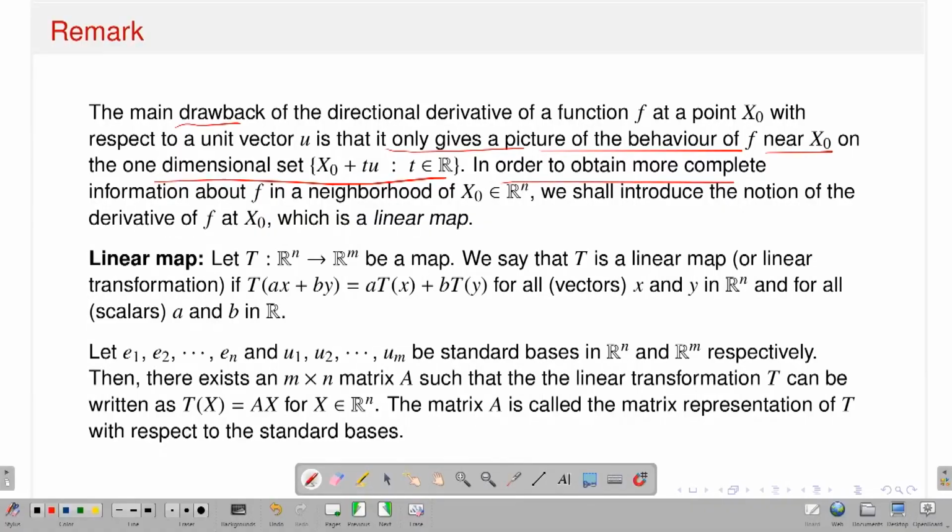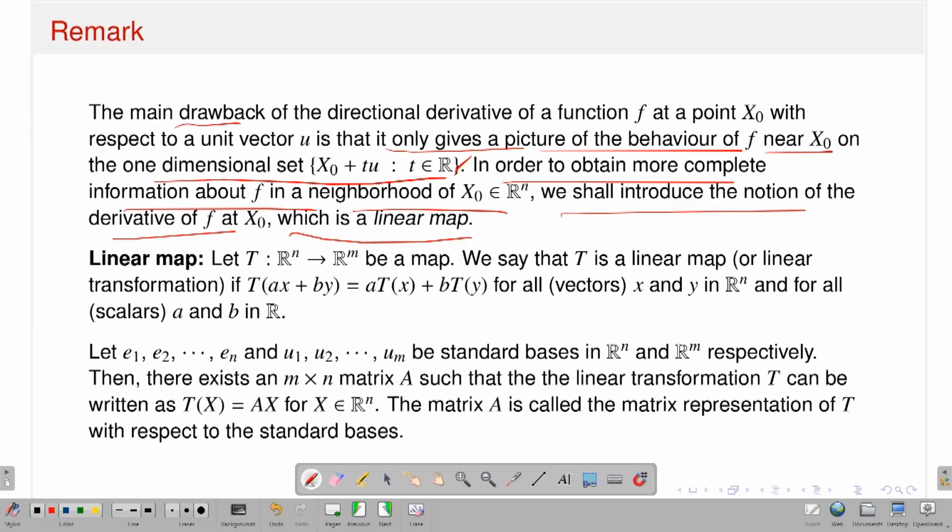So, in order to obtain more complete information about f in a neighborhood of x naught, that means if I would like to see the changes of f in a neighborhood of x naught, I would like to see the changes in all possible directions, not in that one dimensional set x naught plus tu. We shall introduce the notion of derivative of f, that means the total derivative, which is a linear map. So now the linear map or linear transformation comes into the picture. Before that, I will define what I mean by a linear map or linear transformation.